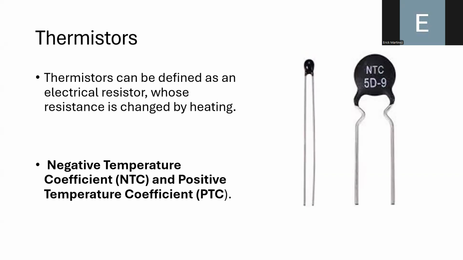A higher resistance will be associated with a higher voltage, and a lower resistance will be associated with a lower voltage. And we have two types of thermistors: a negative temperature coefficient and a positive temperature coefficient. The difference between them is that the negative temperature coefficient decreases its resistance when we increase the temperature, and the positive temperature coefficient means that the resistance increases when we increase the temperature of the environment.